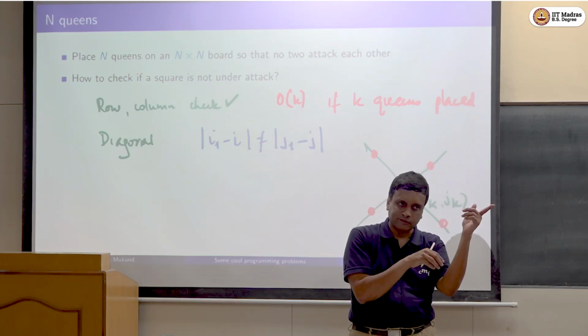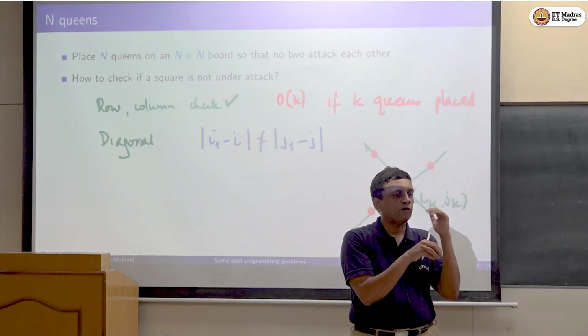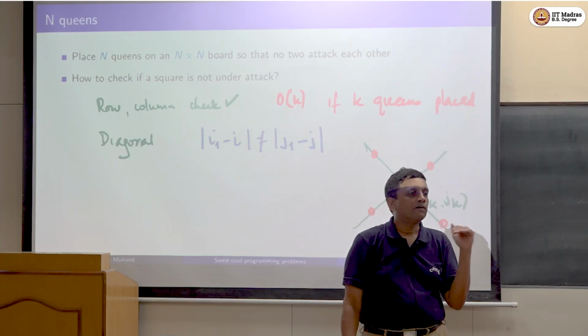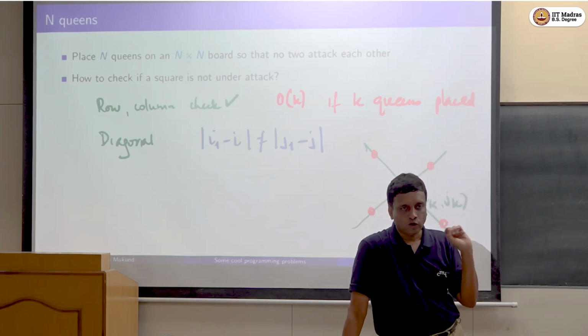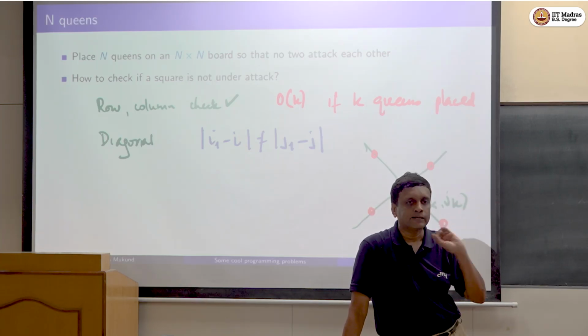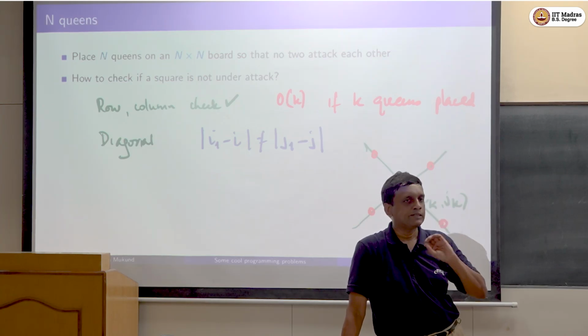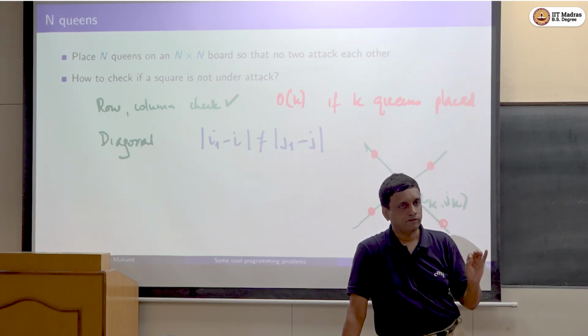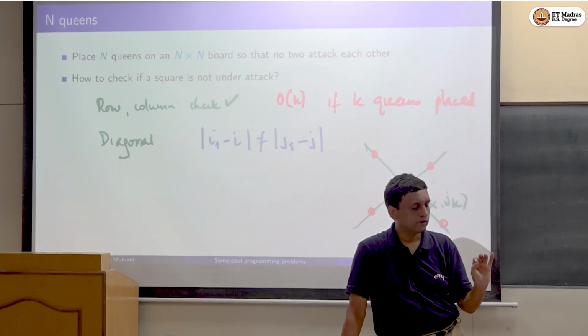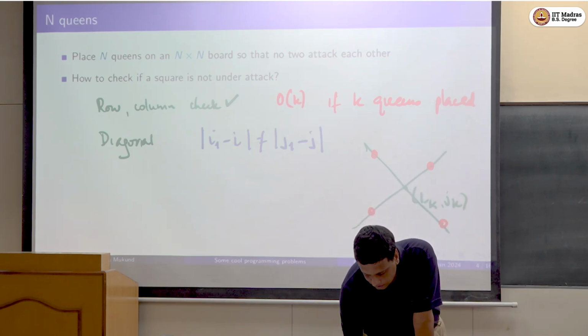So already it's not attacked by the first queen. So I do this k times, and if all the k things show that none of these equalities hold, then I can be sure that none of the k queens currently on the board are attacking this position, and this position is currently safe. That is my goal. Whether I can put a queen here or not, that's what I want to do. Okay. So in general, this takes.